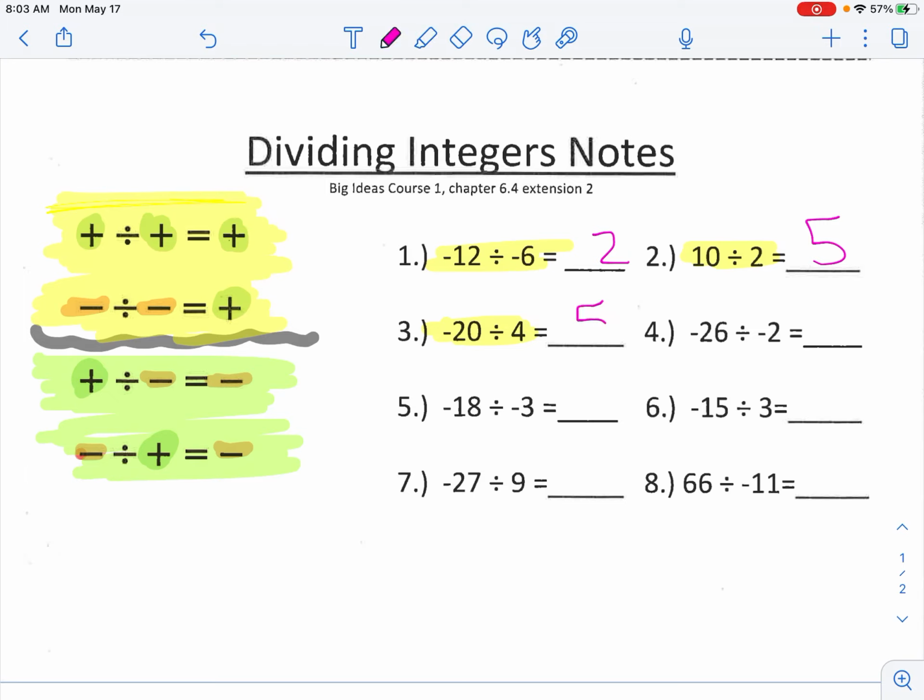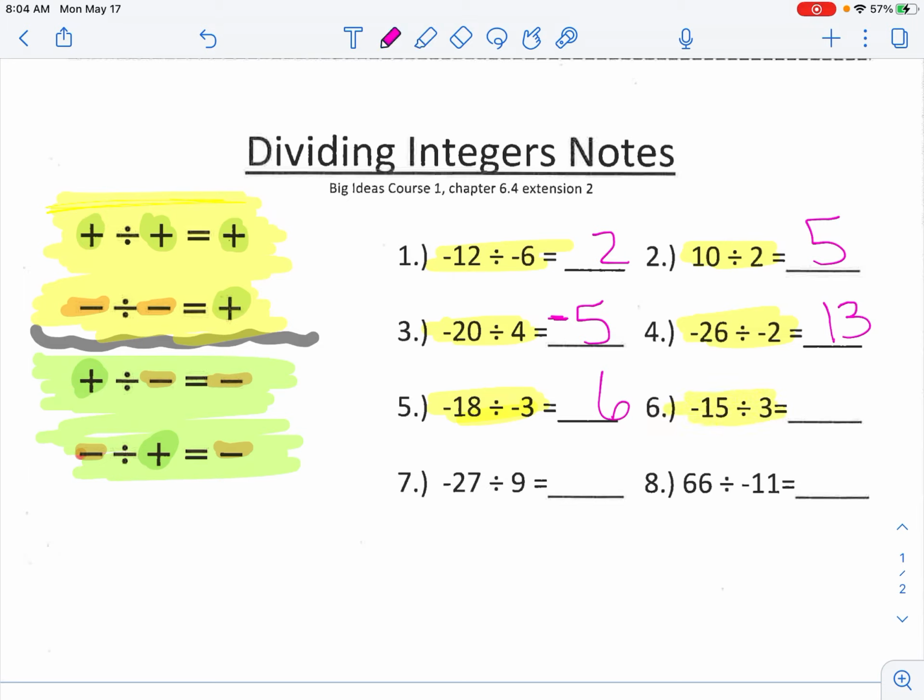20 divided by 4 is 5. Negative divided by a positive is rule number 4. If my signs are opposite, my answer has to be a negative. Negative 26 divided by negative 2. Well, 26 divided by 2 is 13. Negative divided by negative is rule number 2. And if my signs are the same, my answer will be positive. Negative 18 divided by negative 3. 18 divided by 3 is 6. My signs are both negative, so that's going to have to be a positive answer.